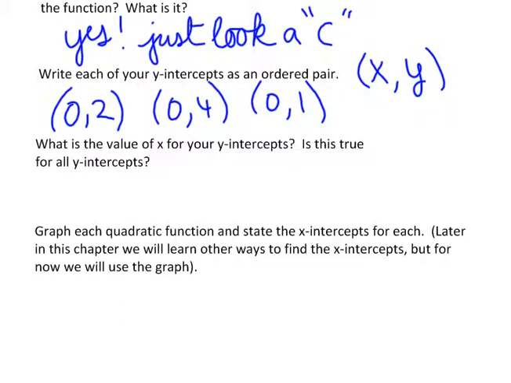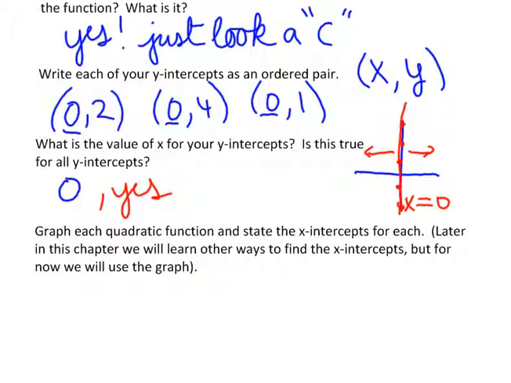So what is the x value for all of your y-intercepts? Well, the x value for all of them is 0. Would that be true for all y-intercepts? Well, think about y-intercepts. They have to be on the y-axis. Whether they're positive or negative, they have to be on the y-axis. And the y-axis is where x equals 0, because you haven't moved to the right and you haven't moved to the left. So x has to be 0. So yes, because they're on that y-axis.